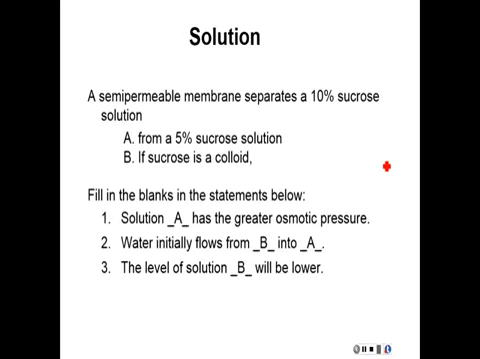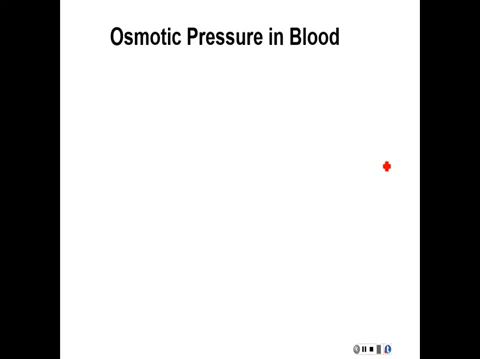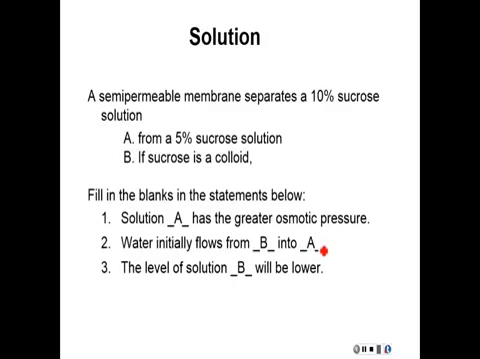So the answers are, whoops, I think I missed that. Here we go. Okay, now solution A has the greater osmotic pressure because you're saying from this 5% sucrose solution because it's dissolved in water. If the sucrose was a colloid, it wouldn't break up as much and it's not going to give you that same effect. Water initially flows from B into A, and the level of B will wind up being lower. Because for B, the sucrose isn't really dissolving. That's why that's happening. So B is more like just water. And that's why we get these answers.